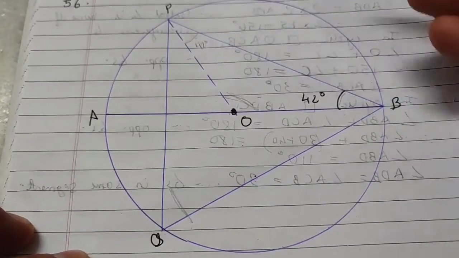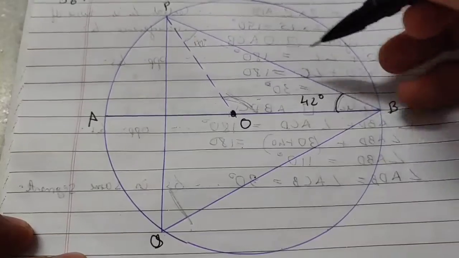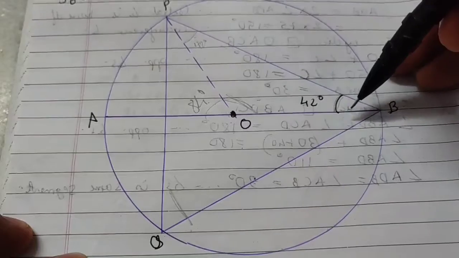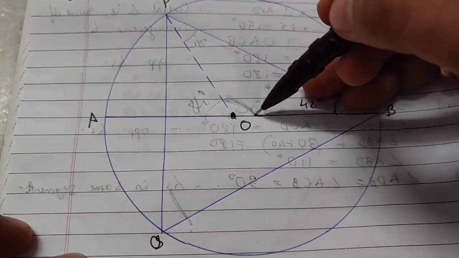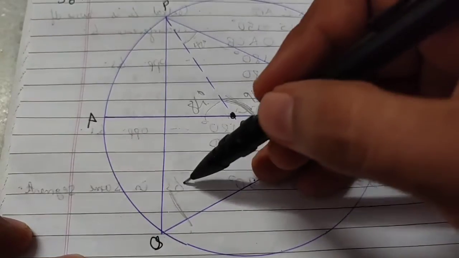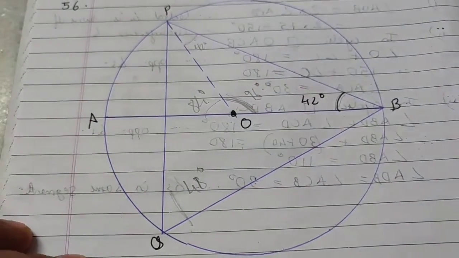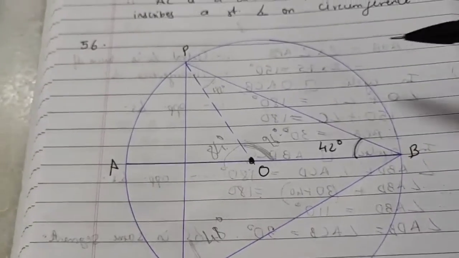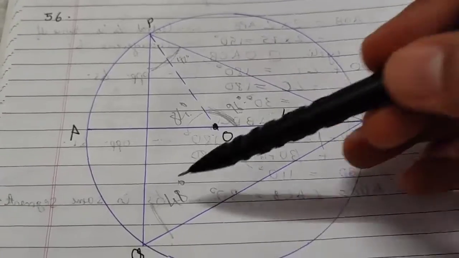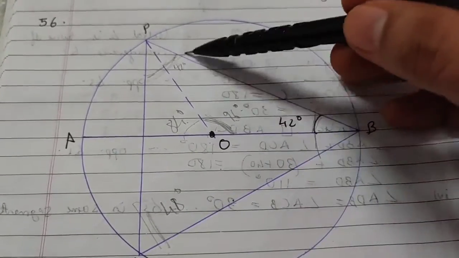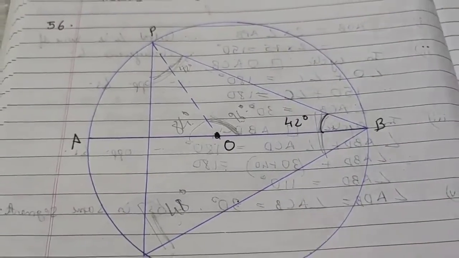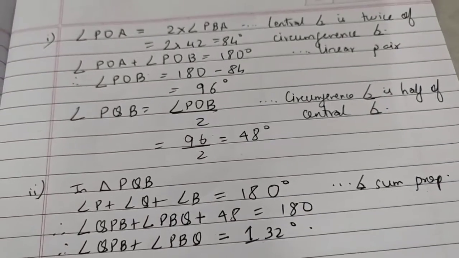I have solved using another method. 42 degrees, so angle POA will be 84 degrees, because it's a central angle for this one. Linear pair, so I'm getting this as 96 degrees, and then half of this, so this will be 48 degrees. Roman number 2, they have asked this whole angle plus this whole angle. That's such a silly question. If this is 48, then obviously this plus this will be 180 minus 48, because it's an angle sum property, which comes out to be 132 degrees. So these are the steps.